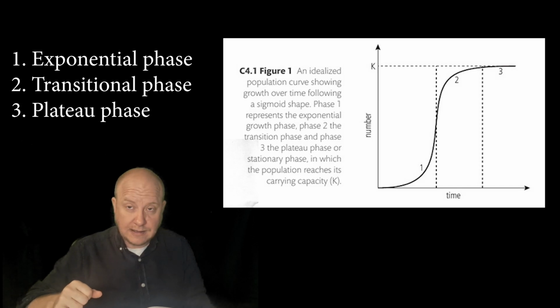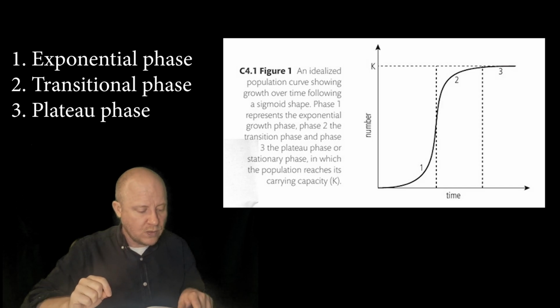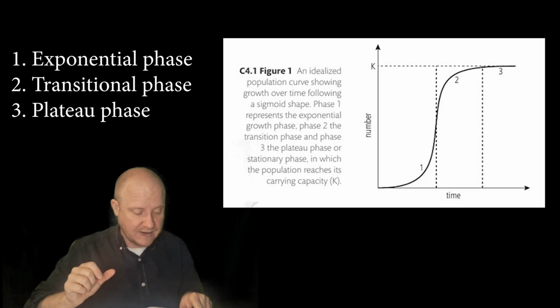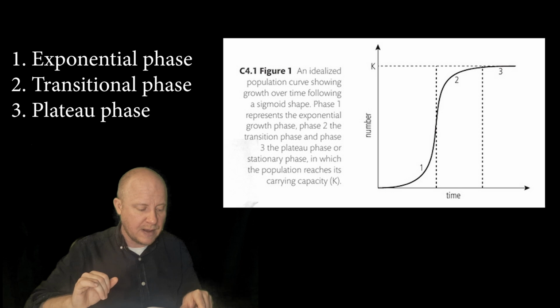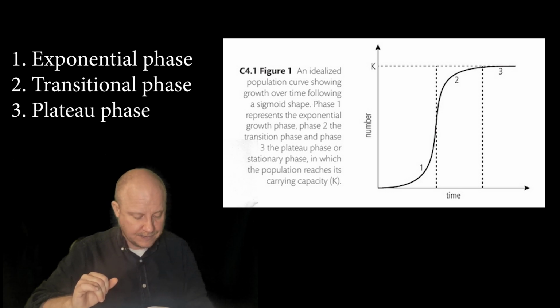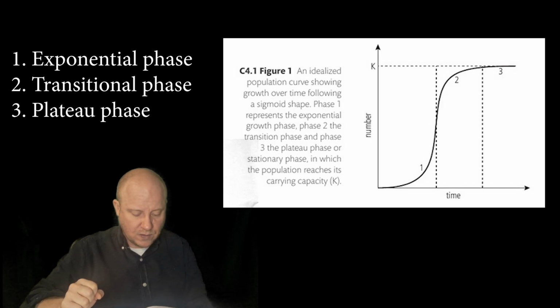This is an idealized population curve showing growth over time following a sigmoid shape. Phase 1 represents the exponential growth phase, Phase 2 the transition phase, and Phase 3 the plateau phase or stationary phase in which the population reaches its carrying capacity. The sigmoid, which means S-shaped, curve of the graph in Figure 1 shows the 3 stages of population growth.